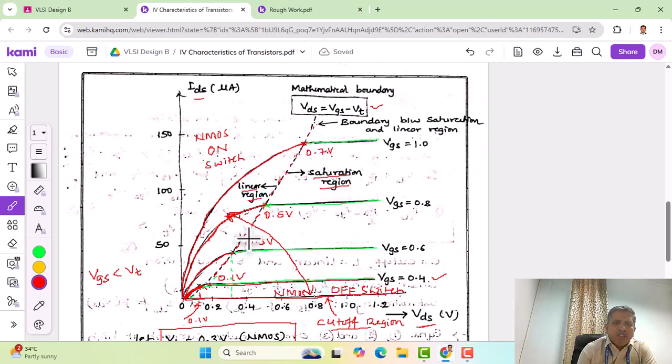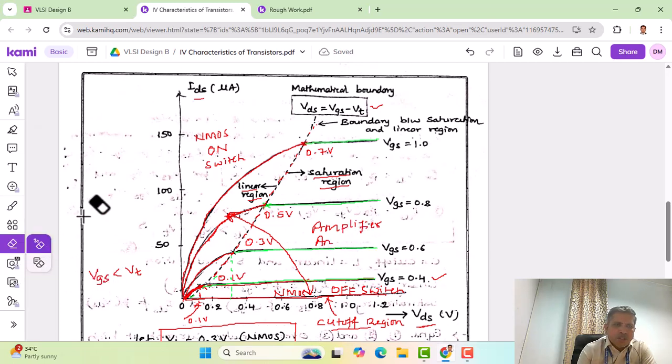We have a boundary here where we can operate a transistor for analog applications, where we can use the transistor as an amplifier. In general, all analog applications fall in the saturation region.